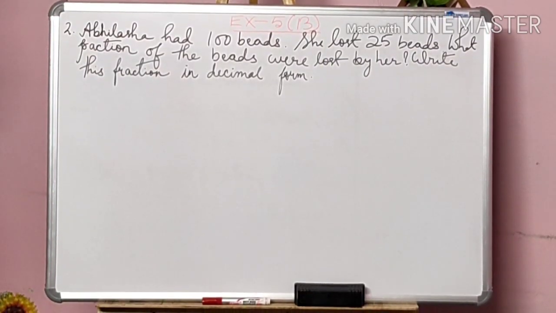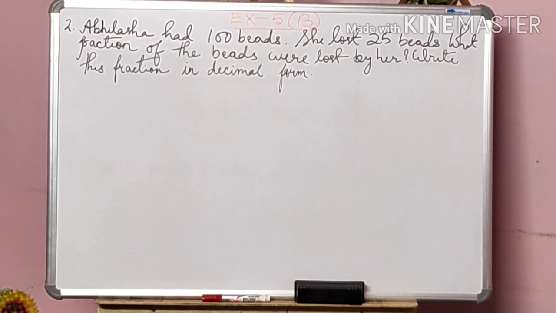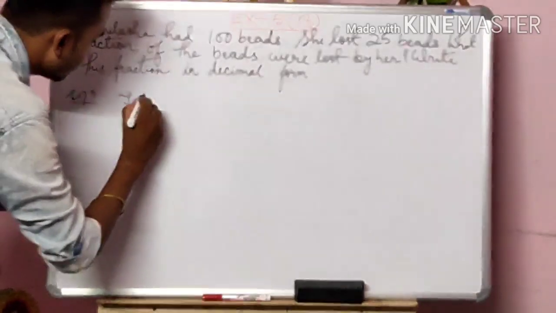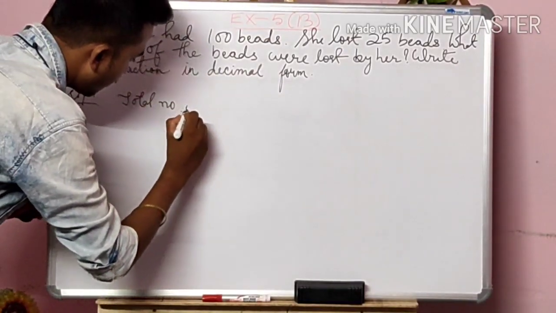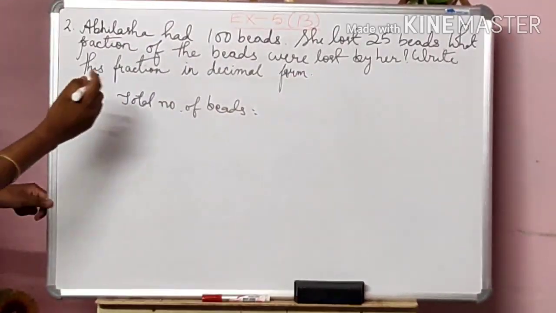Okay, students, as we have done question number 1, now we are going to do question number 2. It says that Abhilasha had 100 beads. She lost 25 beads. What fraction of the beads were lost by her? Write this fraction in decimal form. This is a very simple question. The total number of beads was 100. You have to write like this. So start writing total number of beads. How many were there? There were 100 beads.